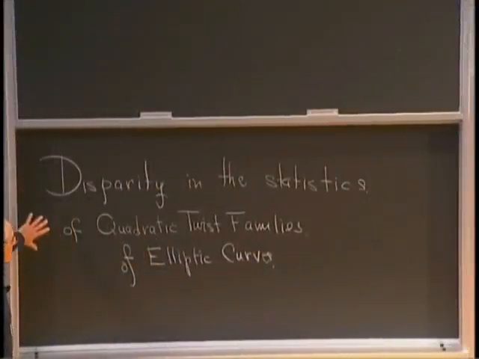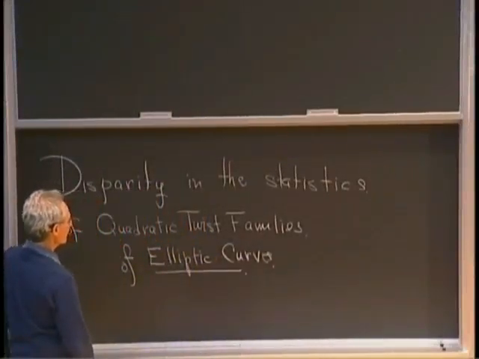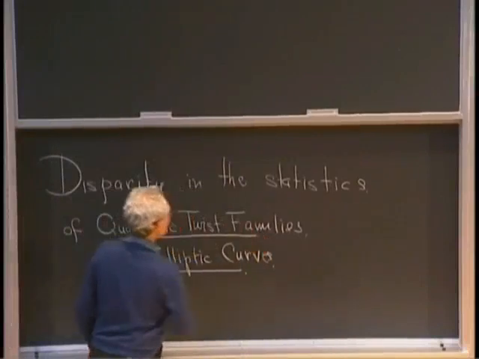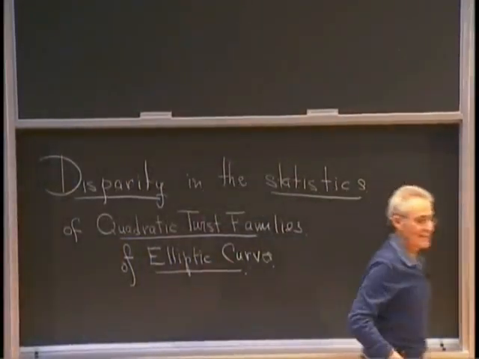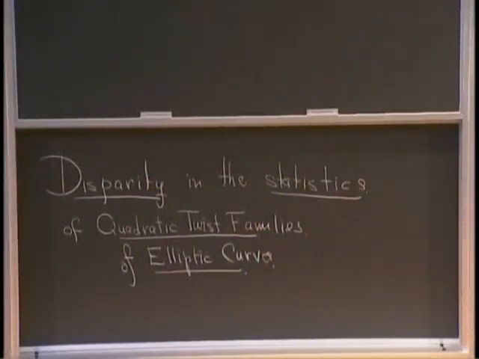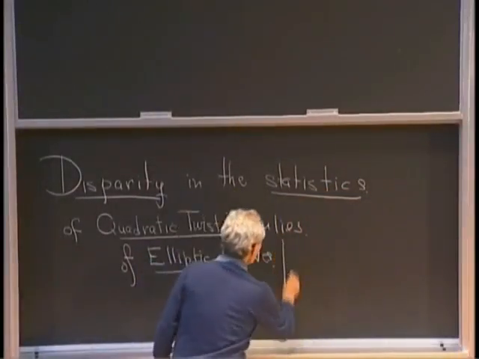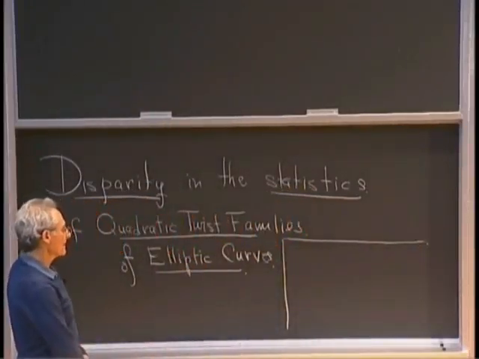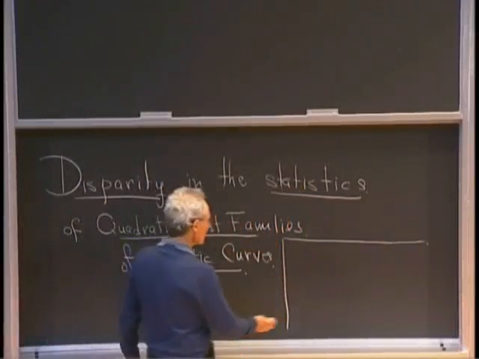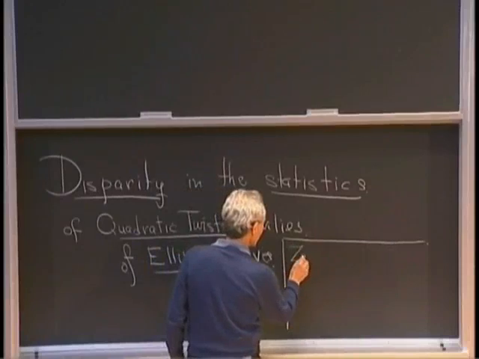The menu is on this board. I think I'll start by talking about elliptic curves, and then quadratic twist families, and then disparity, and then statistics, and then make comments, and that'll be my lecture, okay? All right. Everything I'm talking about is joint work with Carl Rubin and his student Zev Klagsbrun. So let me write that.